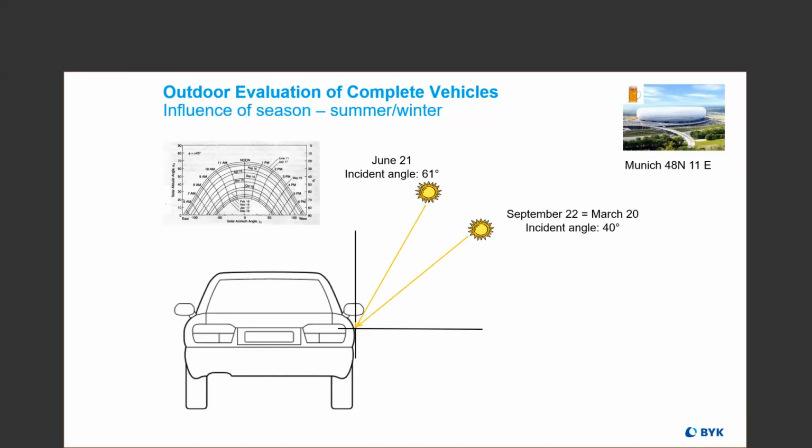On September 22nd and March 20th, which is right around the fall and spring equinox, the incident angle on a vertical surface will be about 40 degrees when the sun is at its peak. And on December 21st, the winter solstice, when the sun is lowest in the sky, the peak on that day is going to be about 18 degrees on that vertical surface.